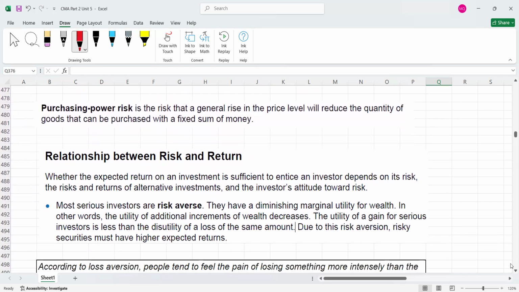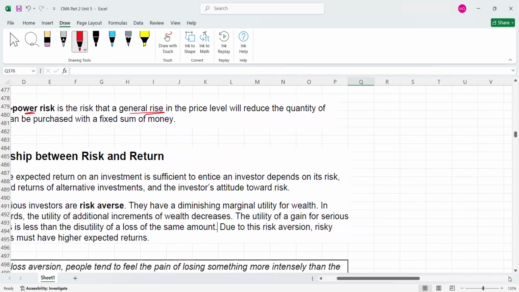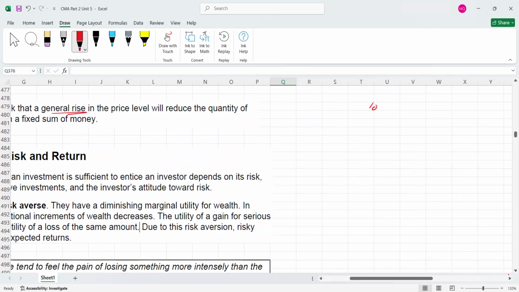Then, guys, we have purchasing power risk. This risk arises simply due to inflation, and inflation is a general increase in prices. So, what is purchasing power risk? I'm just giving you an example. For example, I'm earning $1,000, and with this $1,000, I can buy 10 barrels of petrol. But now petrol prices have increased.